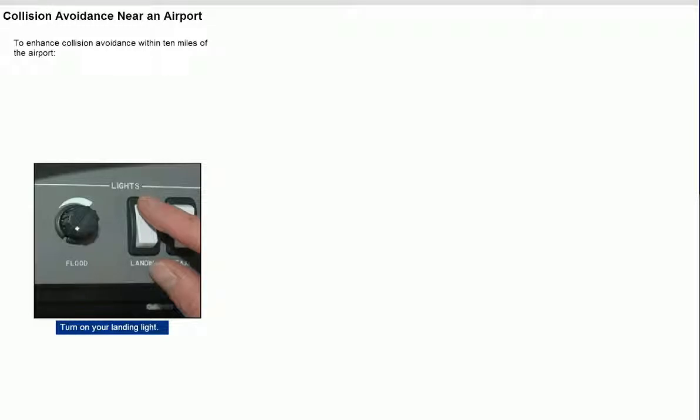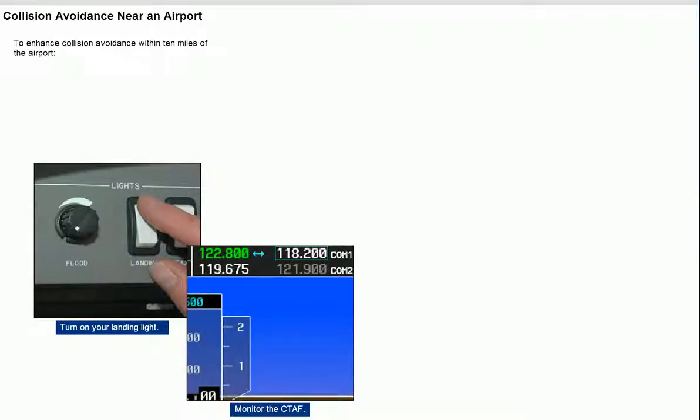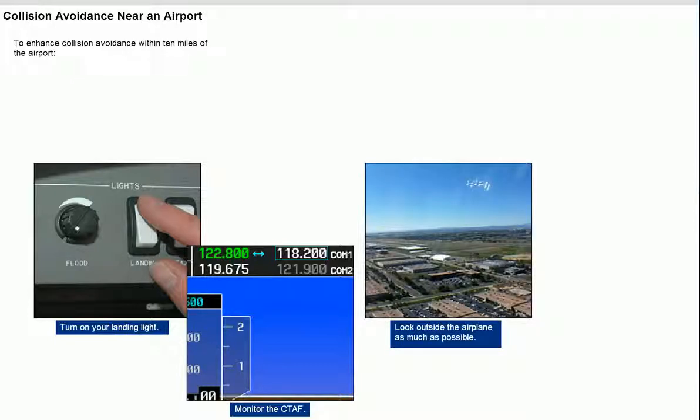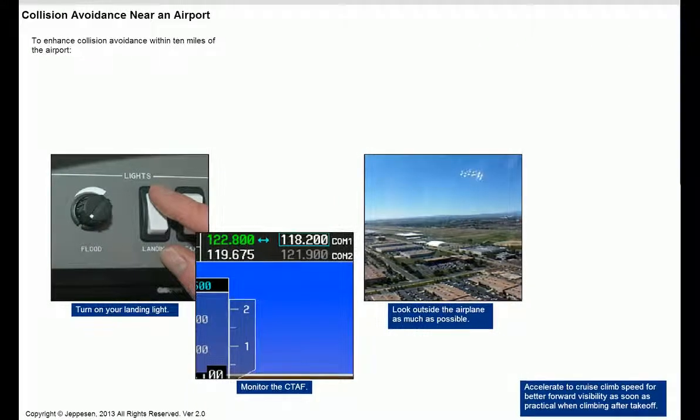Collision avoidance rests with you, the pilot in command. Airport operations require a constant effort to see and avoid other aircraft. To enhance collision avoidance within 10 miles of the airport, turn on your landing light. Monitor the Common Traffic Advisory Frequency, or CTAF. Look outside the airplane as much as possible. Accelerate to cruise climb speed for better forward visibility as soon as practical when climbing after takeoff.